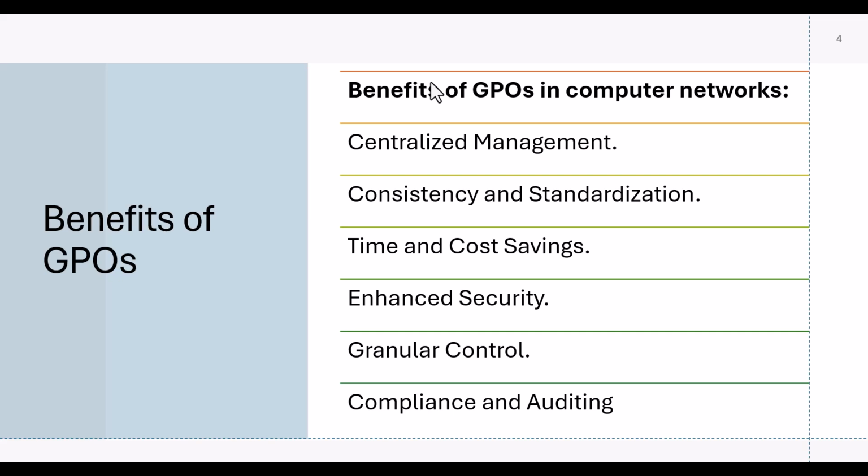Group policy objects offer granular control over policy settings. Administrators can target specific users, groups, or computers, and then apply different policies based on criteria such as their location, their department, the kind of role that they have in the domain environment or in the workplace, for instance. This flexibility allows for customized policy enforcement and ensures that policies are tailored to specific needs.